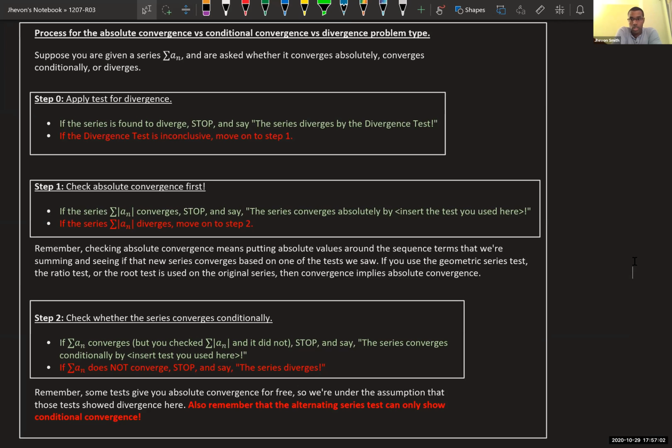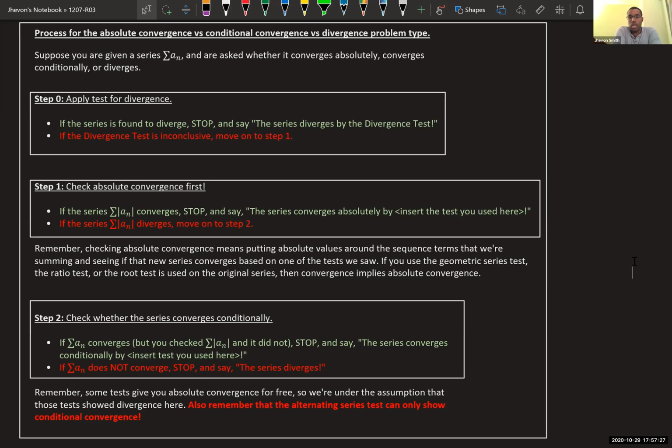Okay, so suppose you are given a series a_n, and you're asked whether it converges absolutely, converges conditionally, or diverges. First thing, step 0, that you want to do is make sure that it doesn't obviously diverge. This is not only true in this process, but that's true in almost every time you approach a series and you want to determine whether or not it converges. You always want to check the test for divergence to make sure that it's not just obviously going to have an answer kind of thing, right?